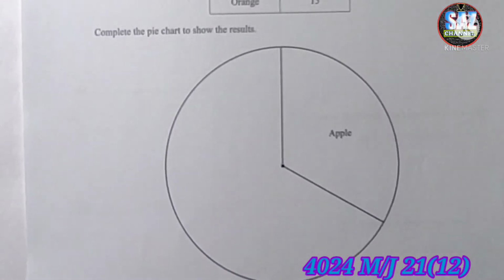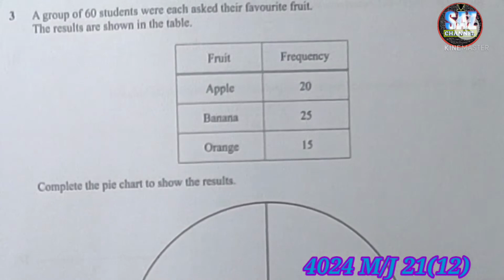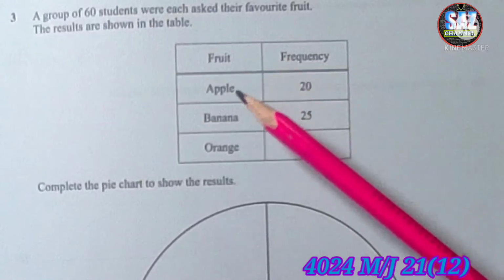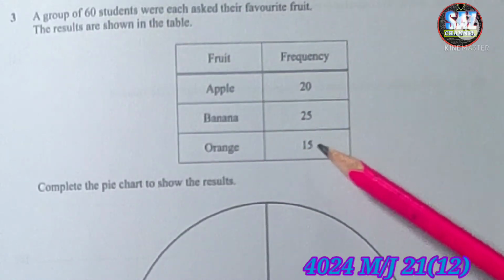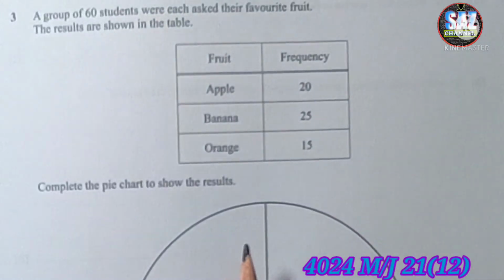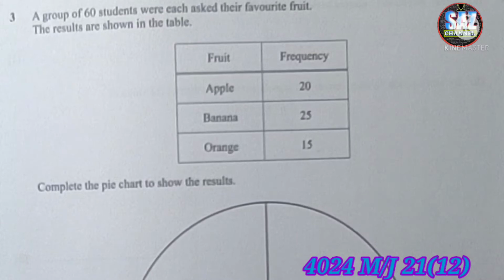Okay, and the next question says that a group of 60 students were each asked their favorite fruit, and the results are shown in the table. The fruits are apple, banana and orange, and the frequencies are 20, 25 and 15, and we have to complete the pie chart. Okay, recall my previous lesson in which we discussed how to construct the pie chart.